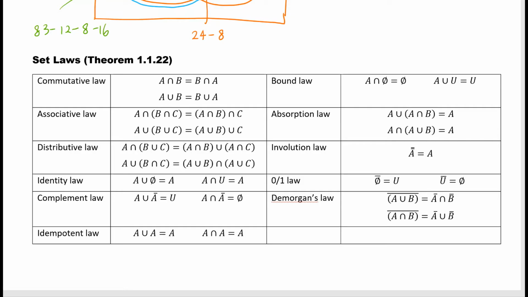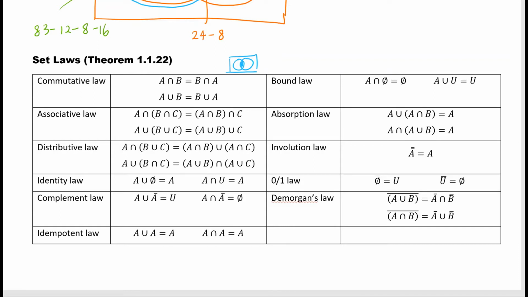Hi everyone, let's continue. So the set laws, that is theorem 1.1.22 in your textbook. First, we have the commutative law. A intersect B equals B intersect A. We can draw the Venn diagram, and this is the intersection, right? And you can see it is commutative. A intersect B is the same as B intersect A.